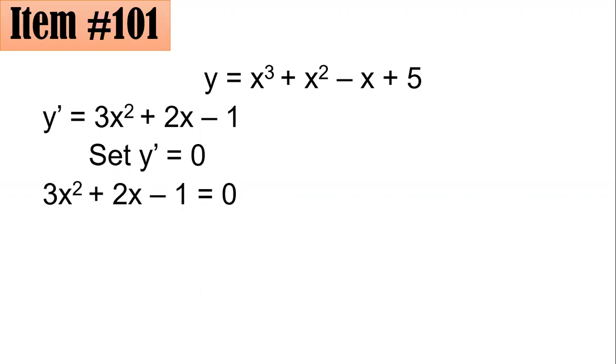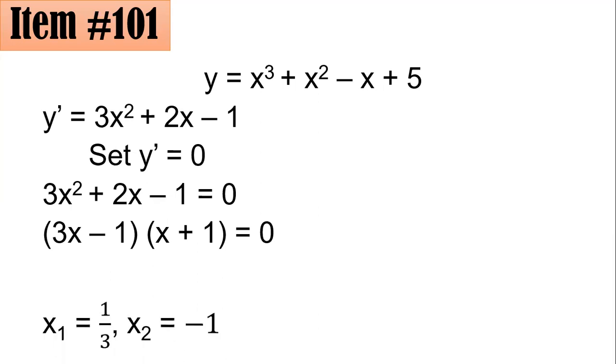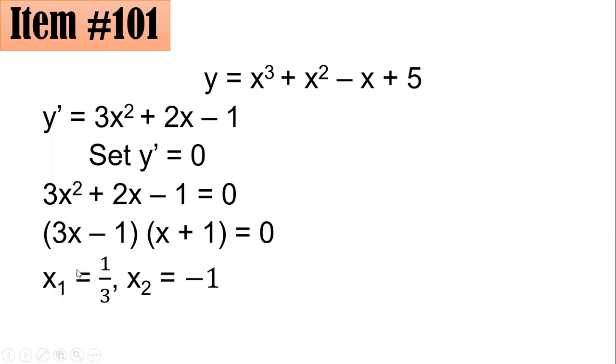And yes, I do agree with you, Sir PJ. It's actually factorable as 3x minus 1 times x plus 1, and that's equal to 0. By the zero property of multiplication, we will equate each factor to 0. So 3x minus 1 equals 0 tells us that the first value of x is 1/3, and for x plus 1 equals 0, x is equal to -1.